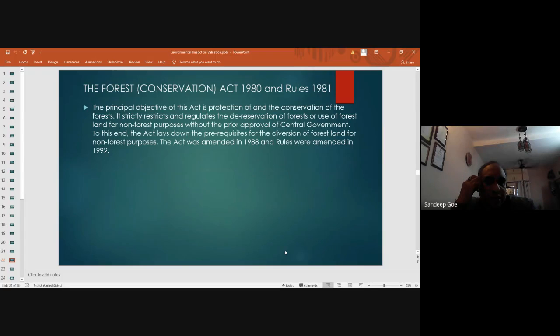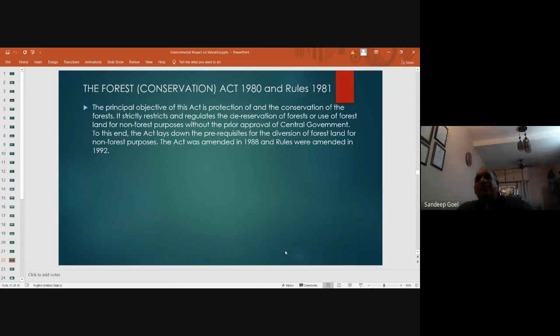Means under the Forest Conservation Act, without approval of central government, any area which is lying in forest cannot be used for any non-forest purposes, unless and until central government gives it in writing. The Act lays down prerequisites for diversion of forest land for non-forest purposes. The Act was amended in 1988 and rules were amended in 1992.